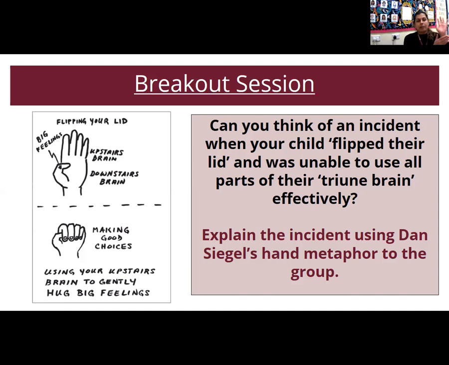And we talk about the hand model in terms of our downstairs feelings, so our brainstem, our limbic system, and our upstairs feelings. And we talk about our upstairs brain helping our downstairs brain and hugging those feelings as well.